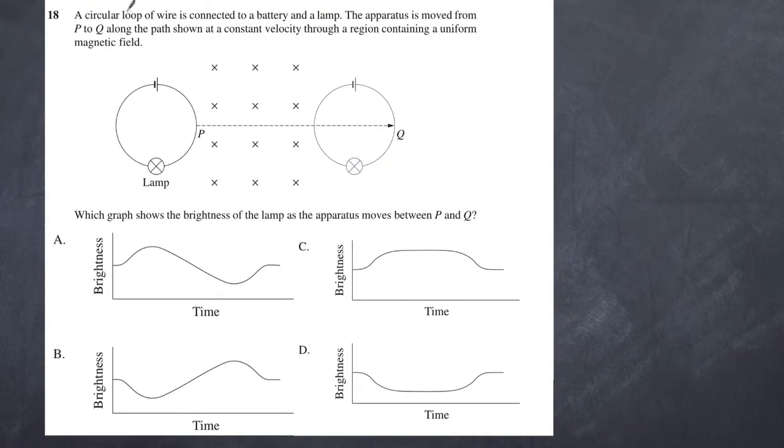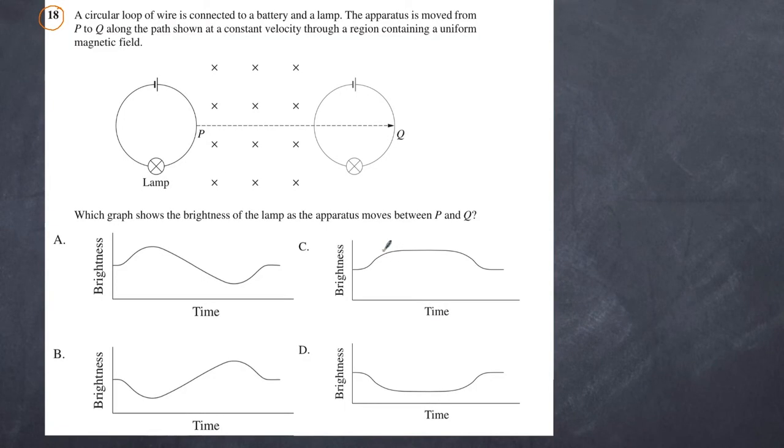Question number 18. A circular loop of wire connected to a battery and a lamp moves from P to Q along the path shown at a constant velocity through a region containing a uniform magnetic field. And we're having to see what happens to the brightness of the lamp as it moves through. Now, again, there's lots of layers, and that means it's a more difficult question. Questions 18, 19, and 20 are usually the more difficult questions in the paper. But there's a lot of things here.